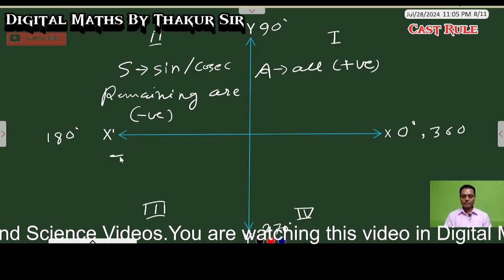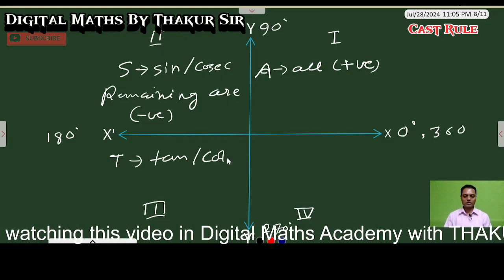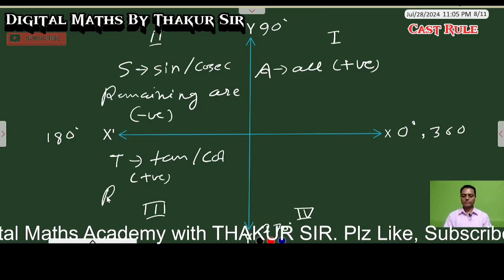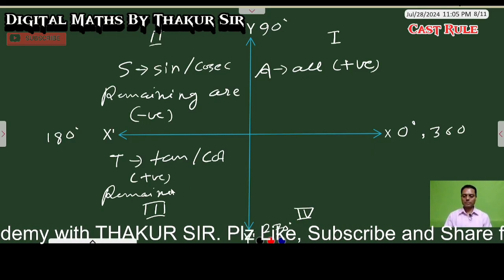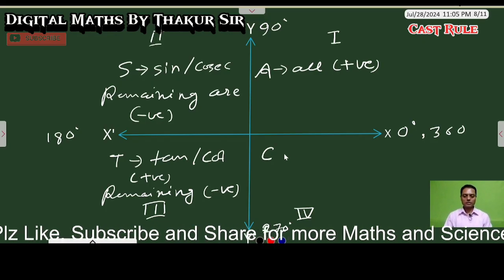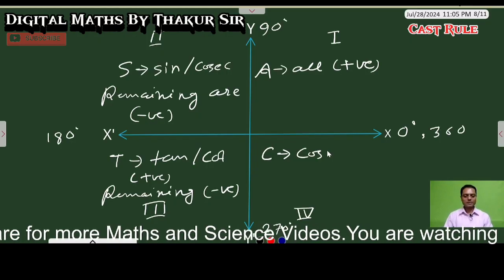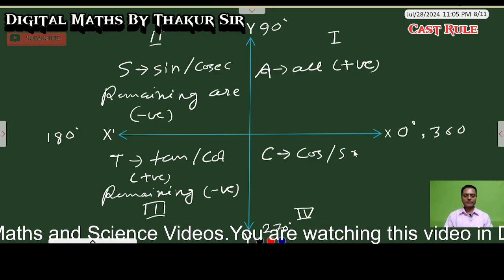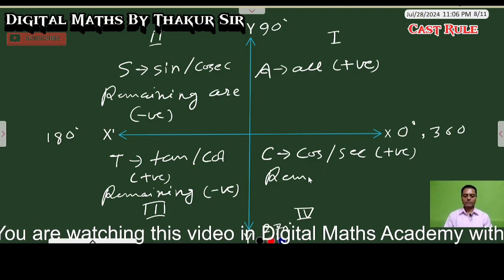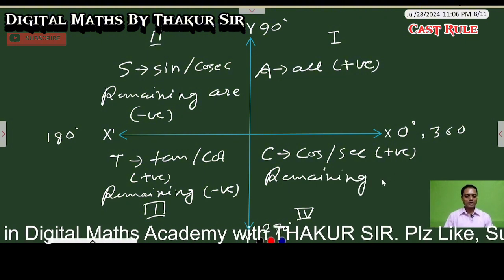Similarly, in the third quadrant, that is T, tan and its reciprocal cot are positive, and the remaining all are negative. In the fourth quadrant, that is C, cos and its reciprocal sec are positive, and the remaining all the trigonometric ratios are negative.